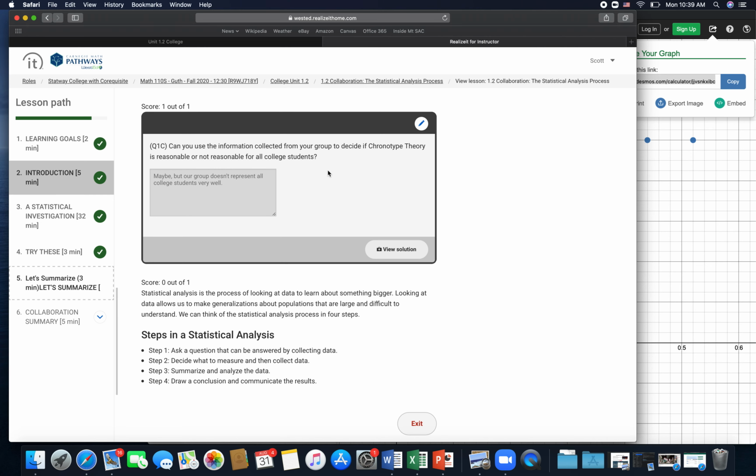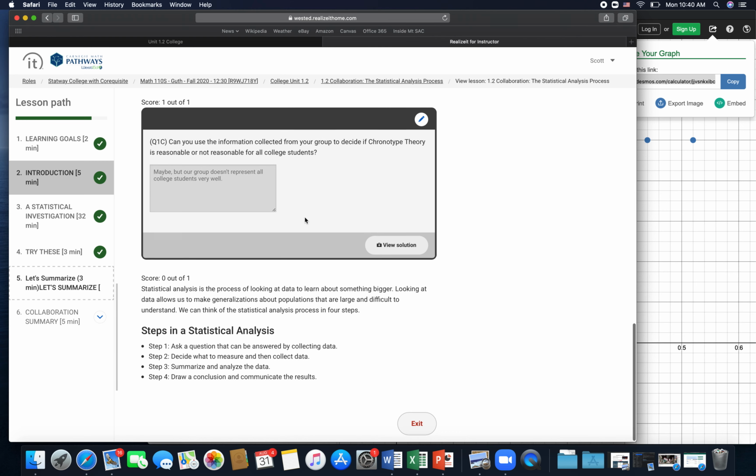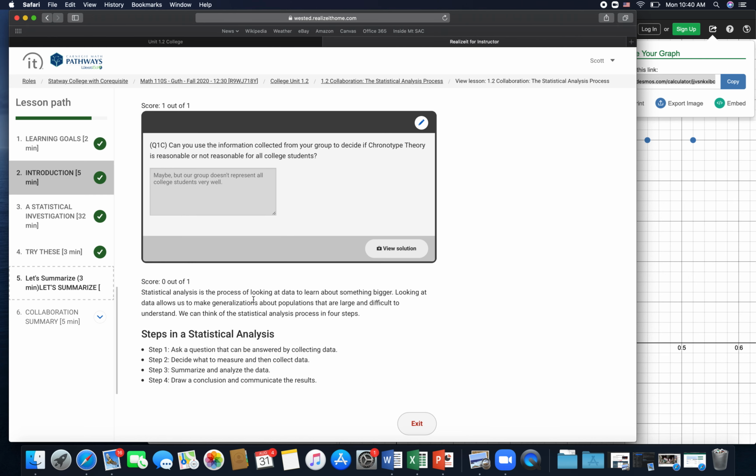Now, can the information be used to decide if the chronotype theory works? I'd say that our class doesn't represent all college students very well. They're talking about all college students here. I'm uncomfortable with using that data to make a conclusion about something that's just so big.